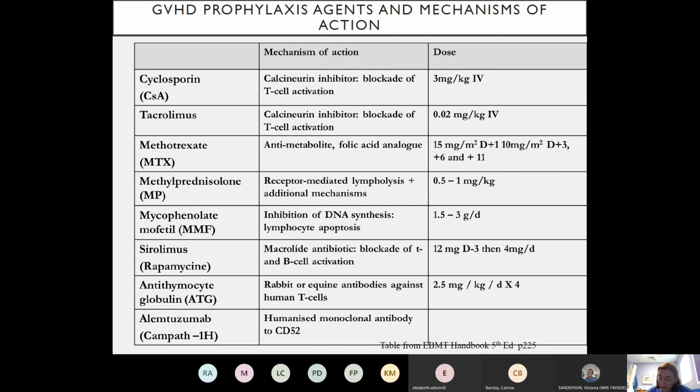And cyclosporin is that class of drug called calcineurin inhibitors, as is tacrolimus. And what they do is they blockade T cell activation. So if you go back to what we said about stages of GVHD, you've got tissue damage, you get T cell activation, then you've got the inflammatory phase. So this is trying to stop that T cell activation stage of GVHD.